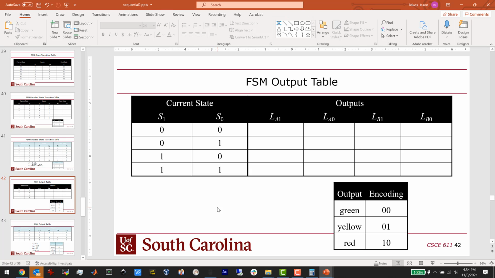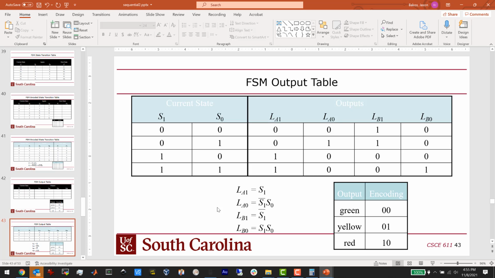For the output, I have to also associate binary values that represent each of the 3 possible outputs. Obviously, one of those I'm not going to use. There are 4 possible encodings. So green is 0, 0, yellow is 0, 1, red is 1, 0. Now remember, though, that there's light A and light B, so I have to set them both. So there's actually 4 bits.